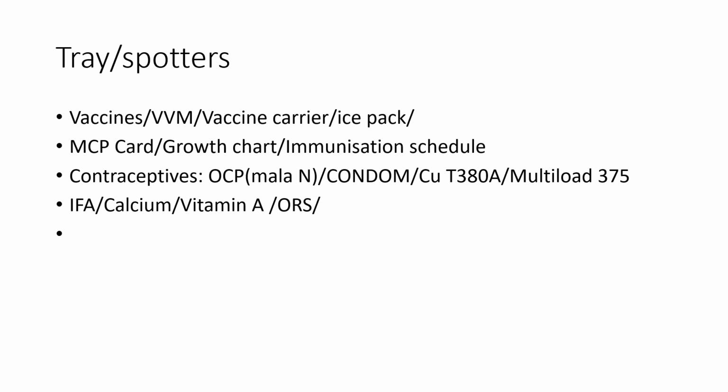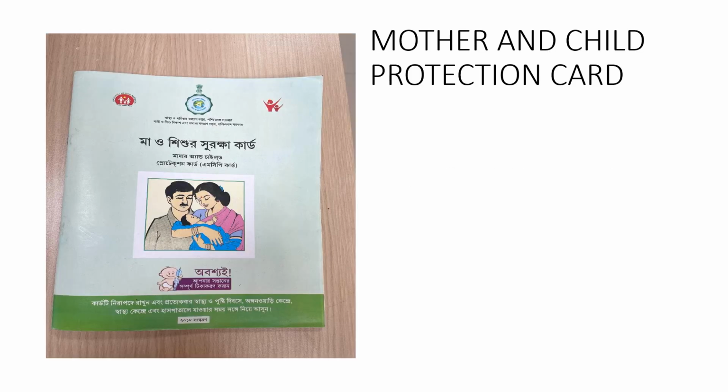the mother and child protection card, and in this context, whatever information is furnished in these cards, the growth chart, the immunization schedule, the different commonly given contraceptives, which are the oral contraceptive pills, the condoms, the intrauterine devices, and certain supplements like the iron folic acid tablets, calcium and vitamin D tablets, vitamin A solution, the oral rehydration salt sachets, and many more. So let's at least go through some of them.